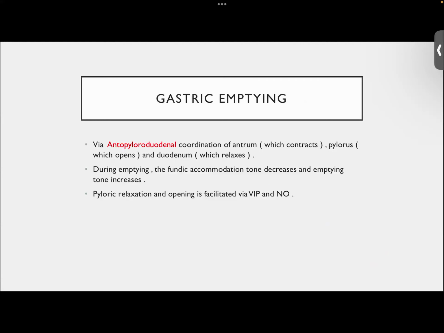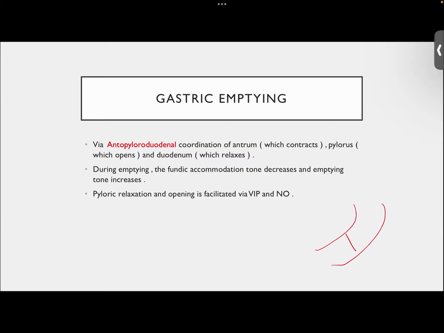Now we have gastric emptying, and this is the last concept in the entire lecture, and we're almost done. So gastric emptying is via antropyloroduodenal coordination. That's a very nice tongue twister. So antro for antrum, pyloro for pylorus, and duodenal for duodenum, because all of those are in a line. So this is the stomach.